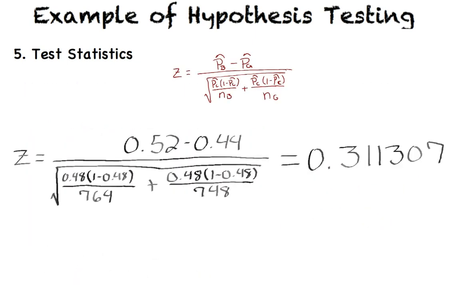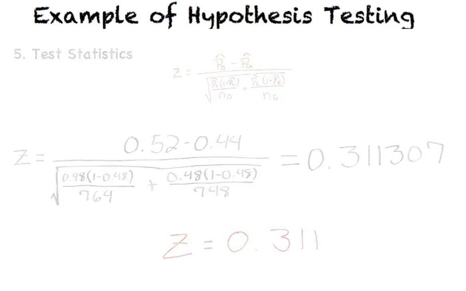Now we can substitute the numbers into the formula and it will look like this. When we do this, we will get the answer of 3.11307. Because the test statistic is a z-score, would you just round to 2 decimal points with this answer and get 3.11? This is correct. Keep up the good work.